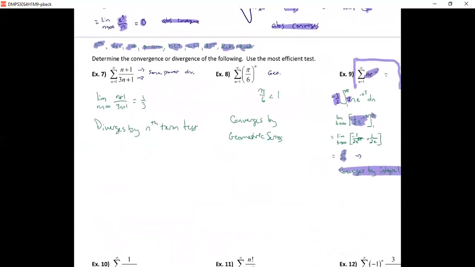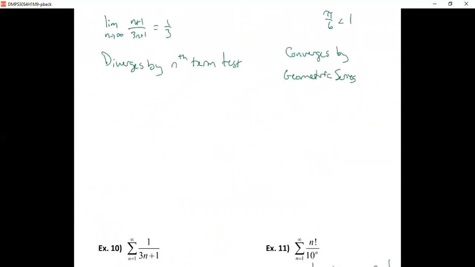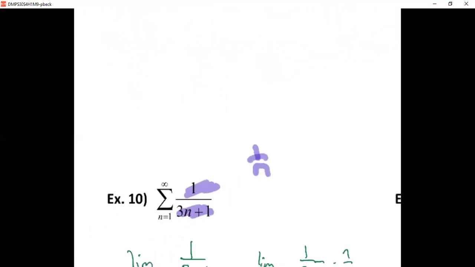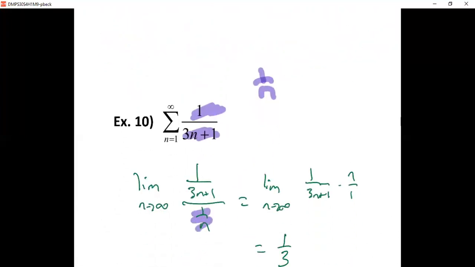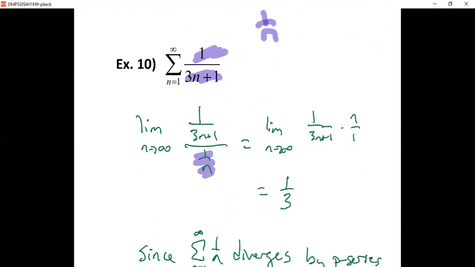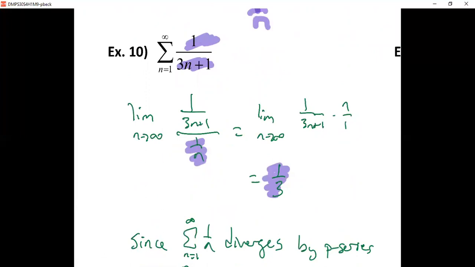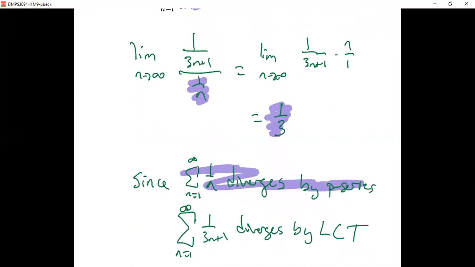Let's try not to spoil the surprise on the next one. So on the next one, we have 1 over 3n plus 1. And my thought is 1 over n diverges, so this is probably going to diverge as well. The reason I said that is because the degree is 1 less than the denominator. So this is where we're going to use our limit comparison test. We're going to compare to 1 over n. Since our limit does equal 1/3, and since 1 over n diverges by the p-series, the series that we're looking for also diverges by the limit comparison test.